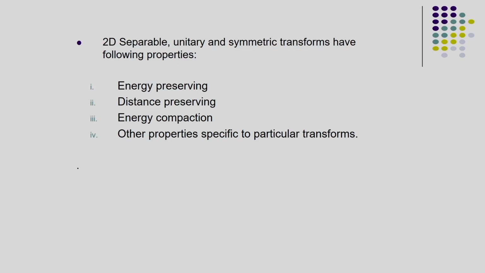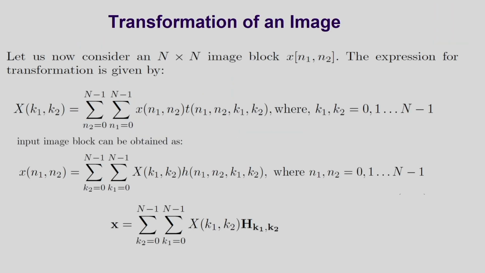So in case of the 2D transformation, 2D separable, I am considering the unitary transformation, and also the symmetric transformation. The properties I have already explained: the energy preserving property, the distance preserving property, the energy compaction property, and other properties like the decorrelating property. These properties are again applicable in the 2D transformation. And if I consider one image, the image is nothing but a 2D array of numbers, then again I can show you the 2D transformation.